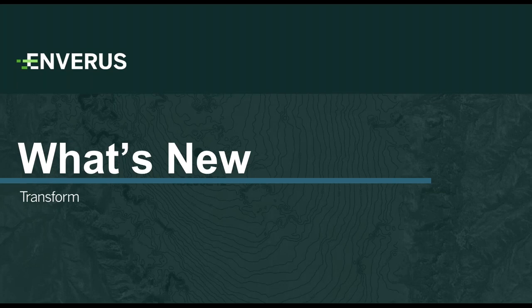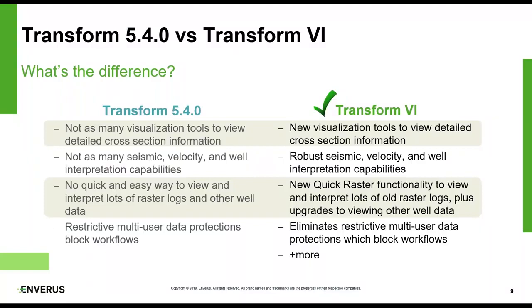What has that resulted in? What's new? Well, I can't cover everything in great detail, but if you're currently on Transform 5.40, there's not quite as many visualization tools to view detailed cross-section information. We'll see some pictures of that. There's not as many seismic velocity and well interpretation capabilities as what we're now going to offer in a month. If you have a lot of raster logs that you want to get into and interpret without having to digitize, that's not something that's very easy to do.